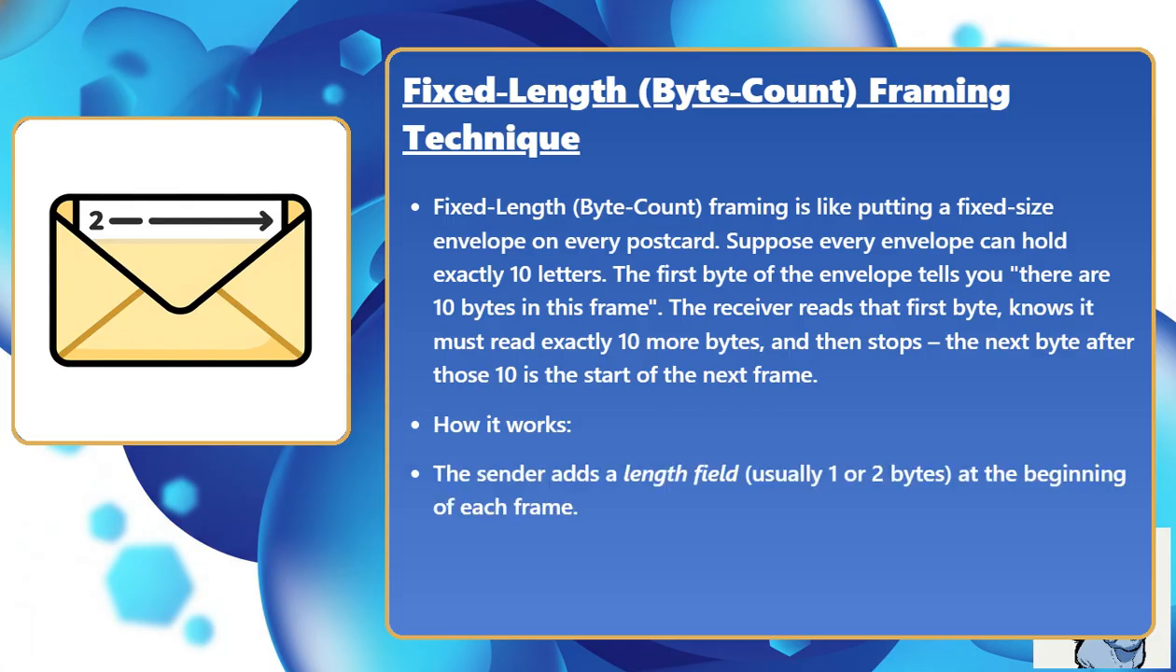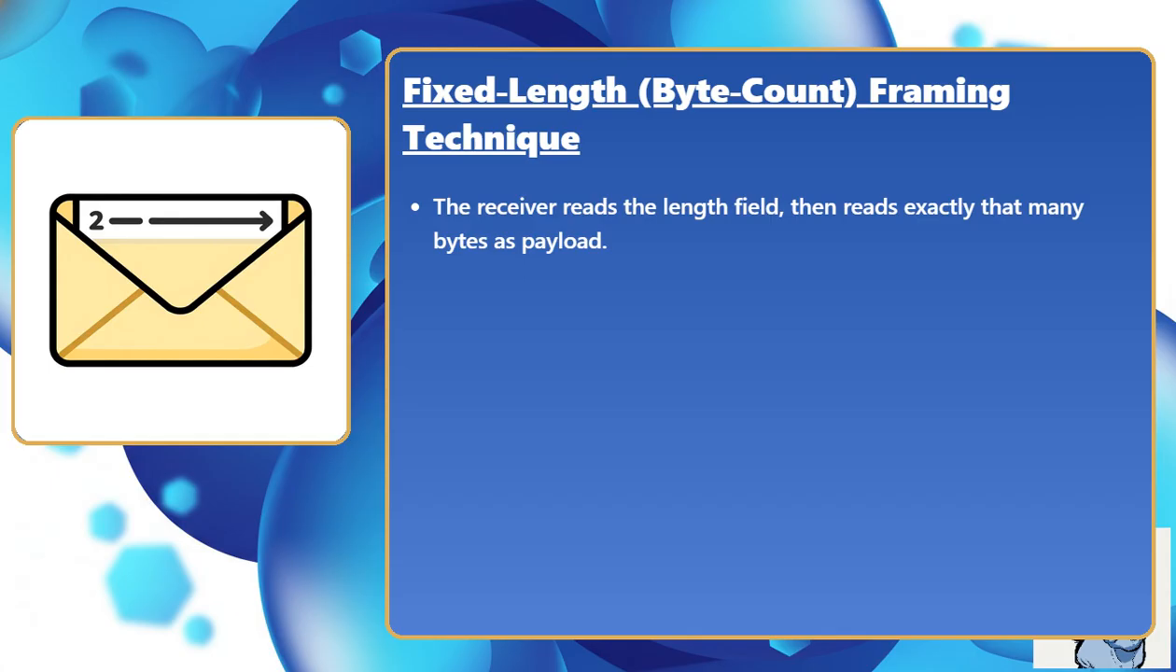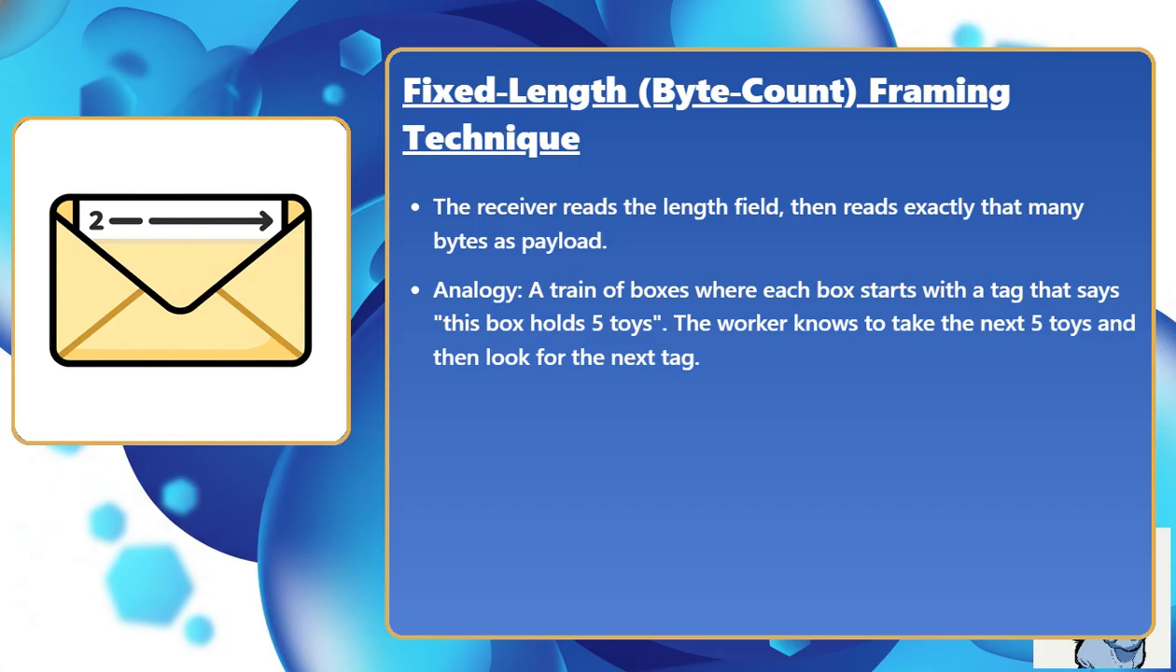How it works: the sender adds a length field, usually 1 or 2 bytes, at the beginning of each frame. The length field value equals the number of data bytes that follow. The receiver reads the length field, then reads exactly that many bytes as payload. Analogy: a train of boxes where each box starts with a tag that says this box holds 5 toys. The worker knows to take the next 5 toys and then look for the next tag.